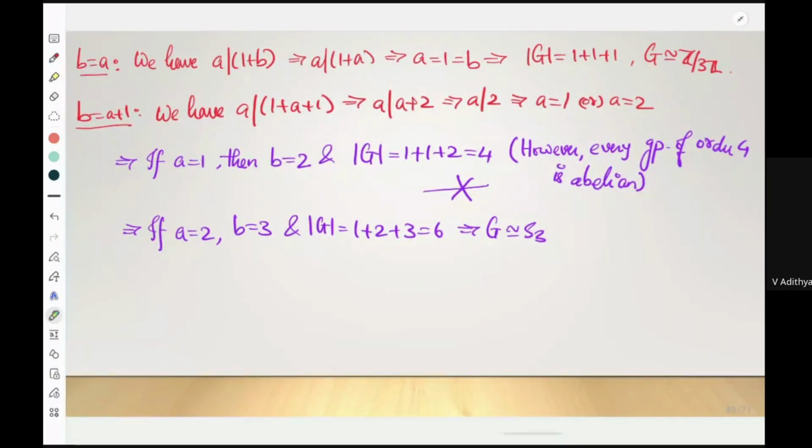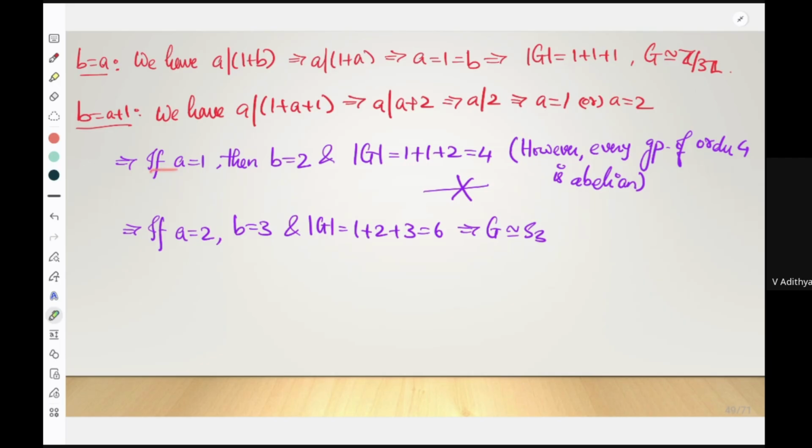So now we have 2 cases. B is A. Now we have A divides 1 plus B. Substituting B equals A, we have A divides 1 plus A, which means A has to be 1, which is the same as B. So G is basically 1 plus 1 plus 1, which is the group of order 3. So now B equals A plus 1. We have A divides 1 plus B. So that is 1 plus A plus 1, which is A divides A plus 2, which means A has to be 1 or 2.